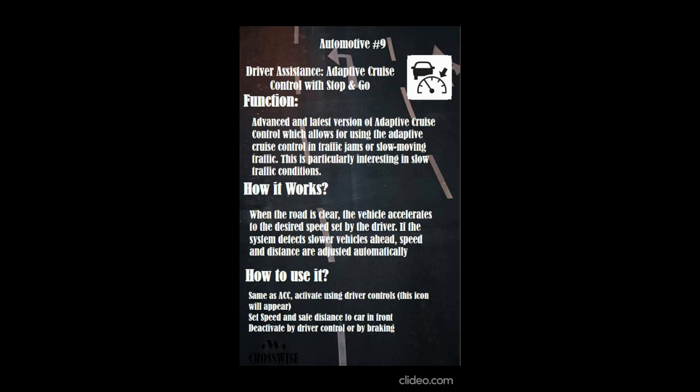How to use it? Same as adaptive cruise control, activate it using driver control. This icon will appear on your display. You can set the speed and safe distance to the car in front and deactivate by using driver control or by braking. We'll talk about more such functions in the next videos.